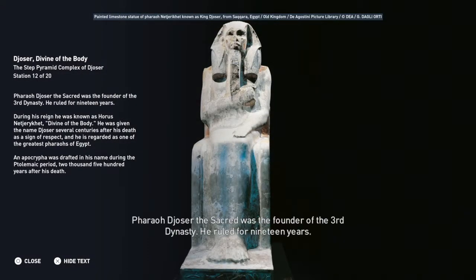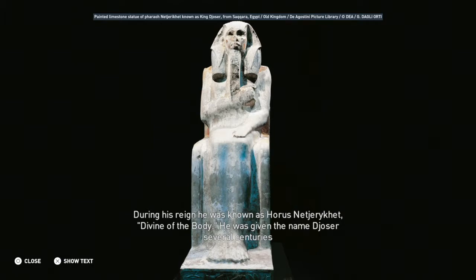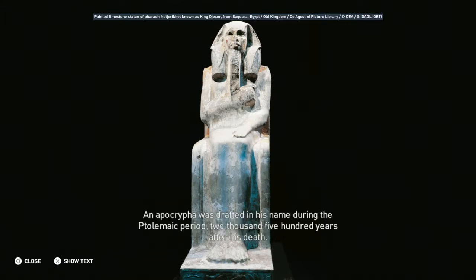Pharaoh Djoser the Sacred was the founder of the Third Dynasty. He ruled for 19 years. During his reign, he was known as Horus Netjerikhet, divine of the body. He was given the name Djoser several centuries after his death as a sign of respect, and he is regarded as one of the greatest pharaohs of Egypt. An apocrypha was drafted in his name during the Ptolemaic period, 2,500 years after his death.